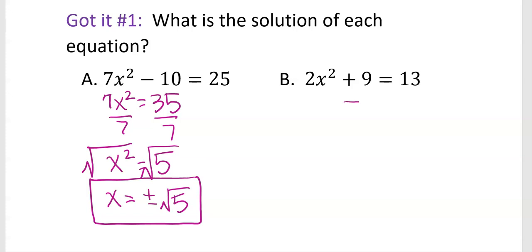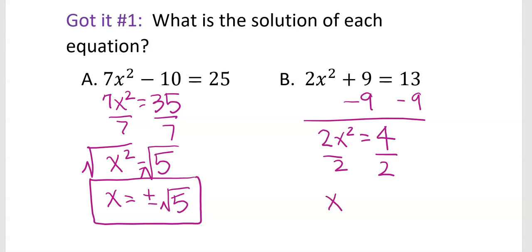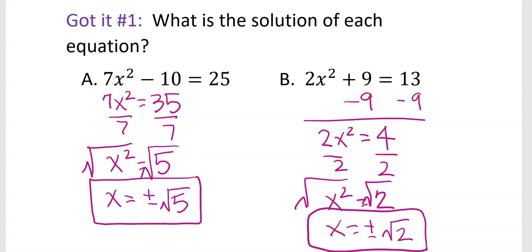On the next one, we'll subtract 9 from both sides. Divide by 2. X squared equals 2. So we square root both sides, and you get plus or minus the square root of 2. So both of these weren't very nice answers, but it kind of is what it is.